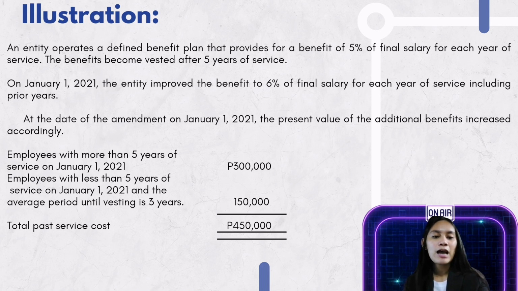Employees with more than 5 years of service on January 1, 2021, amounting to 300,000, employees with less than 5 years of service on January 1, 2021, and the average period until vesting is 3 years, amounting to 300,000. To get the past service cost, you just have to add 300,000 and 150,000 to get the 450,000.